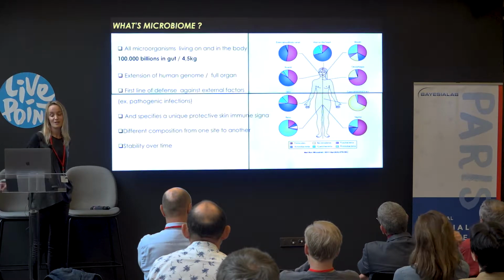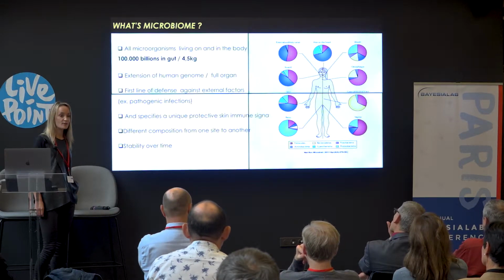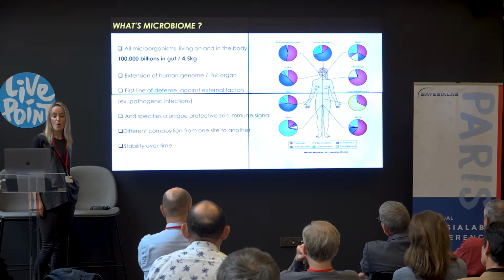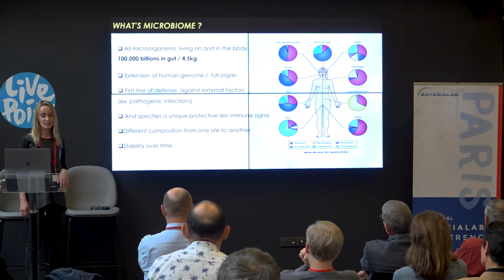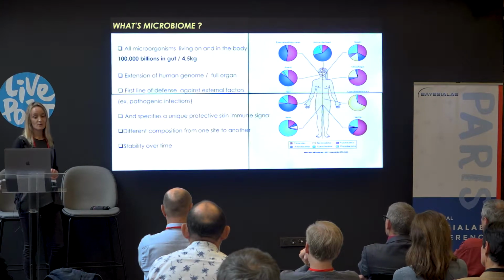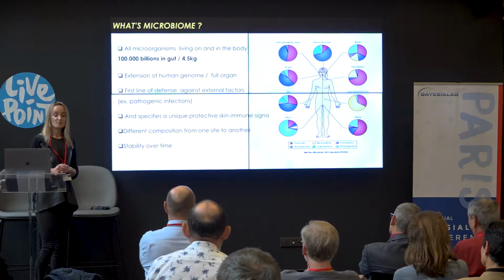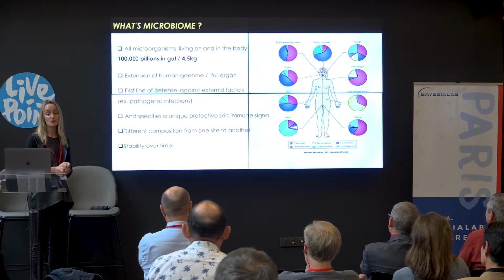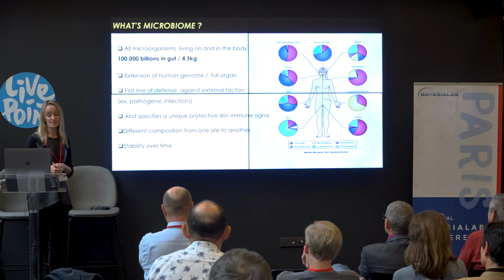Just now I want to introduce the microbiome, to tell you what it is in a global view. The microbiome is all the organisms living on and in your body. There is a total count of 100,000 billion just in the gut, so you can imagine all that you have on the body. It has been estimated at 4.5 kilograms per person. A lot of people talk about an extension of the human genome, and some people talk about a full organ. 4.5 kilograms of bacteria must have a very big impact on the body system, for sure.